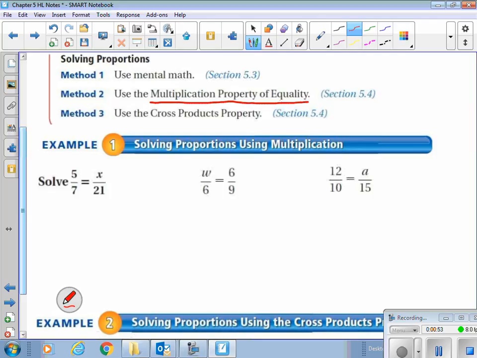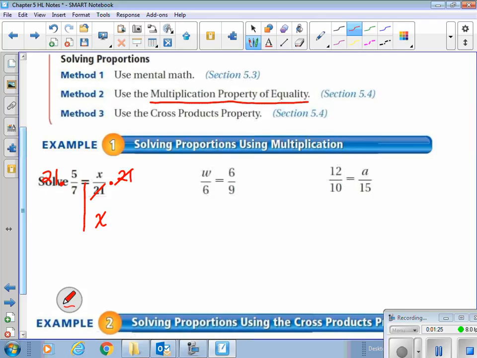So if you think of this as an equation instead of as a proportion, you would think, how would I get x alone? Well, this is an equation that states x divided by 21. So how do we undo division in an equation to solve for the variable? We undo it by multiplying. So if I multiply both sides of this equation by 21, that would eliminate those 21s, leaving me with x. And what I do to one side, I must do to the other.